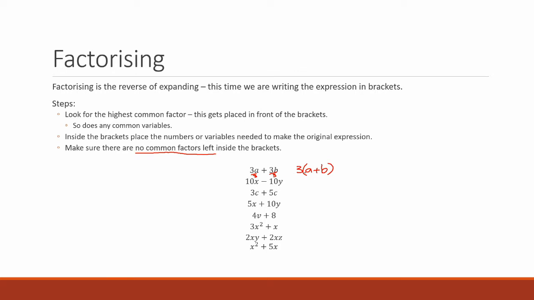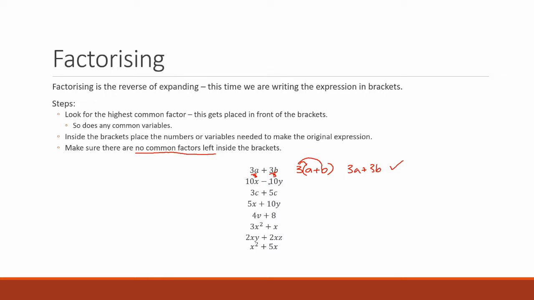And just to double check, to make sure we get back to where we were, we can just expand it out again. We get 3a and then plus 3b, and we're back to the start. So we've done it right. Now, you don't necessarily always need to double check it, although if you're unsure, it's a great way. It's not too hard to do.